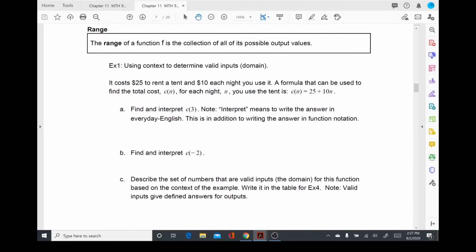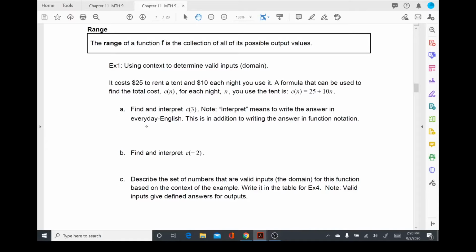In this first example, we're going to use context to determine valid inputs. It costs $25 to rent a tent and $10 each night you use it. A formula can be used to find the total cost, C of n, for each night, n, you use the tent. And they give us the function, C of n equals 25 plus 10 times n. Find and interpret C of 3. So they give us a note that interpret means to write the answer in everyday English. Probably want to know what C of 3 represents in terms of camping and money.